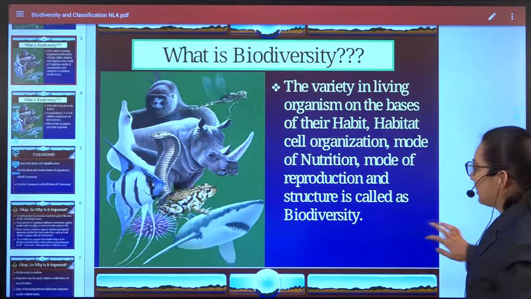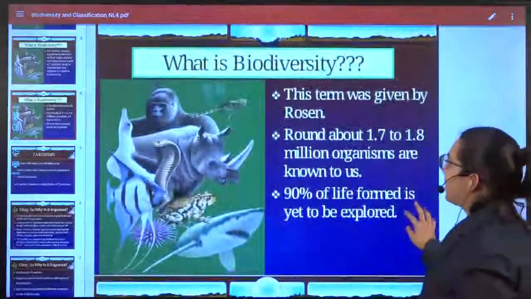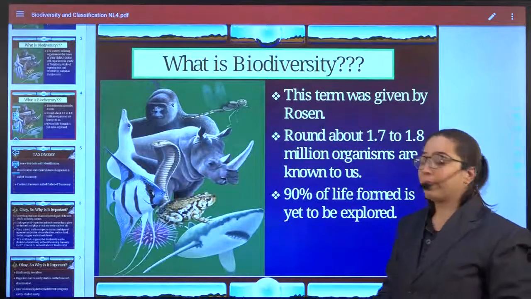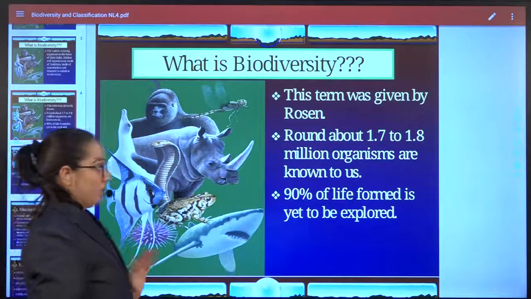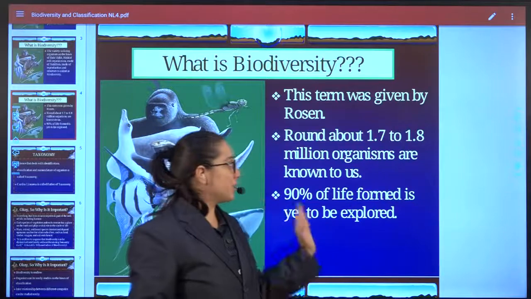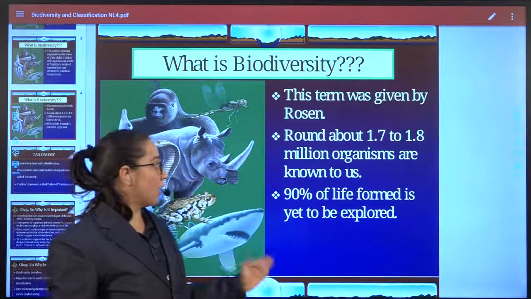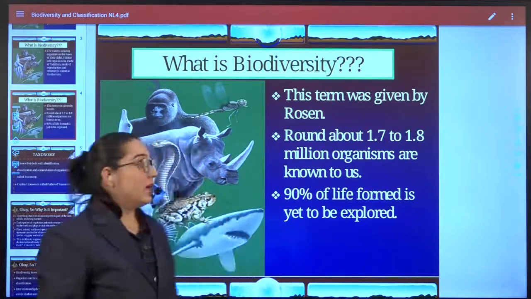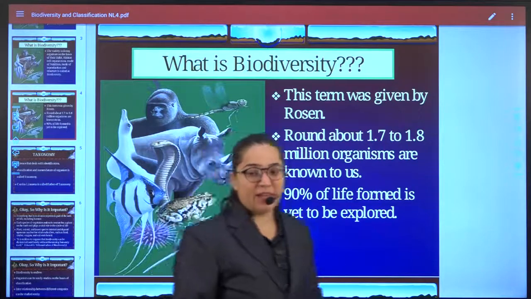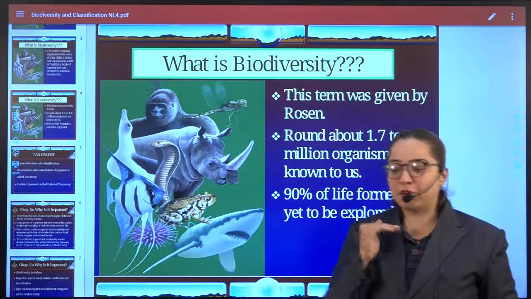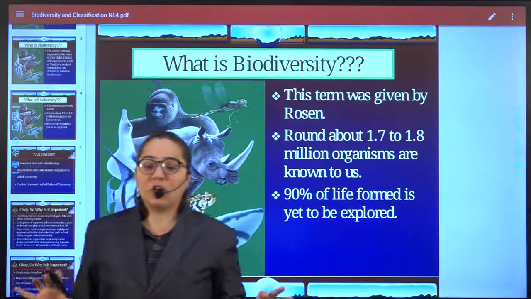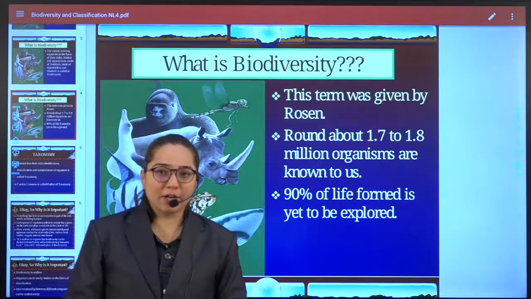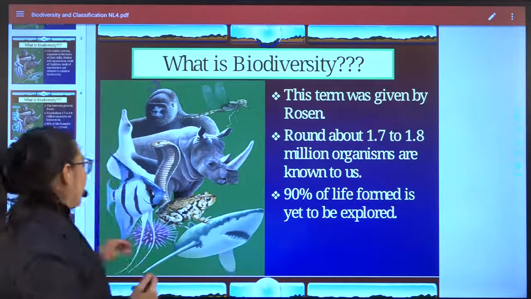So this is called biodiversity. This term was given by the scientist Rosen. Round about 1.7 to 1.8 million organisms are known to us. That means this is only 10%, and 90% of the life forms are yet to be explored. We don't know about 90% of the organisms. That is what we have already done.